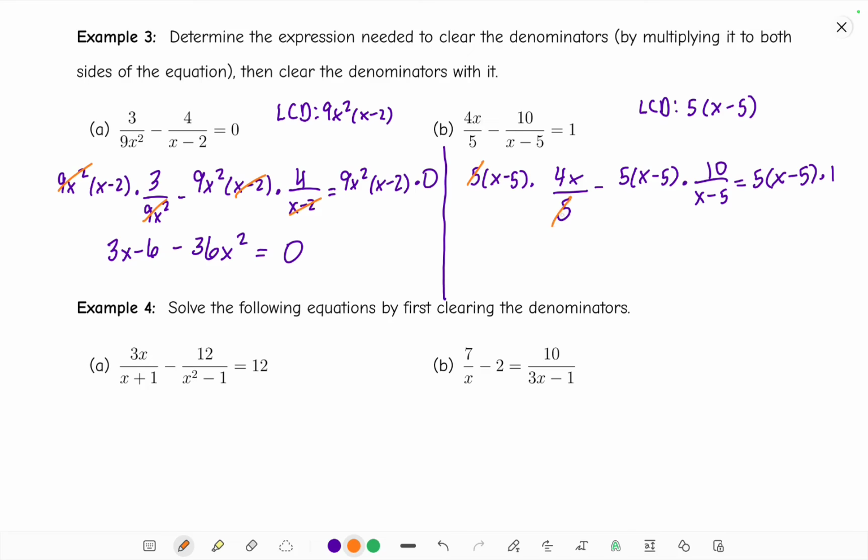So the 5 cancels out, so we get 4x squared minus 20x. The x minus 5 cancels out, so we get negative 50. And then anything times 1 is itself, so we get 5x minus 25. So that's how you clear the denominators when solving rational equations.